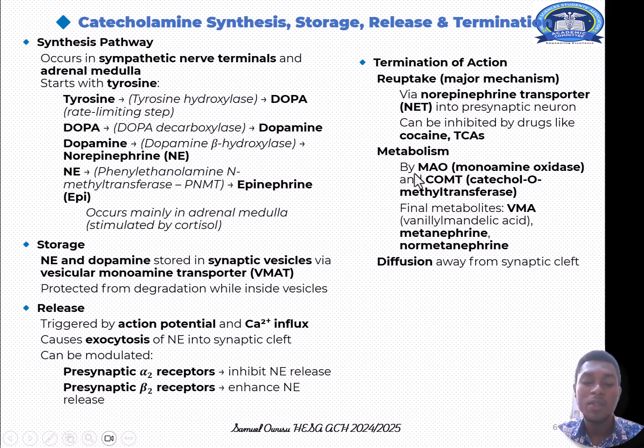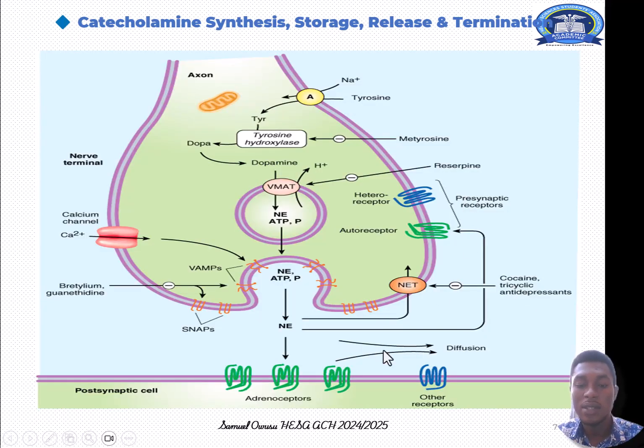And norepinephrine, once it's left in the synaptic cleft, can be metabolized by enzymes like monoamine oxidase and then catechol-O-methyltransferase, which is mainly found in the liver. Okay, the final metabolite that is formed is what? Vanillylmandelic acid. Okay, we can also have metanephrine and then normetanephrine. What happens is that they diffuse away from the synaptic cleft. So you can see that there is diffusion here. And I said that the NET is also inhibited by cocaine or tricyclic antidepressants like imipramine.